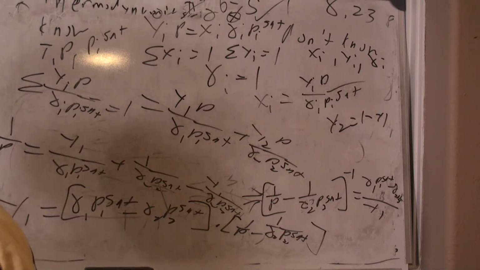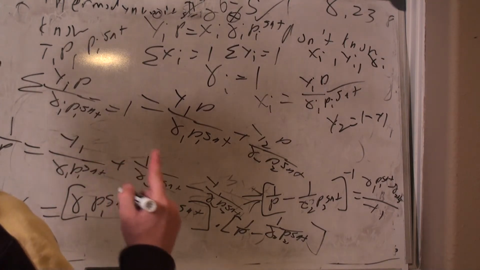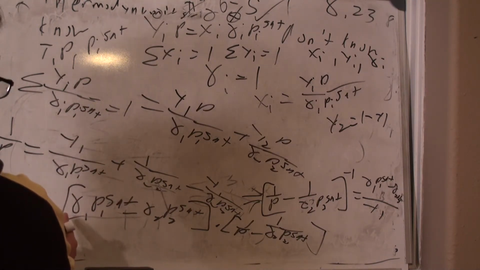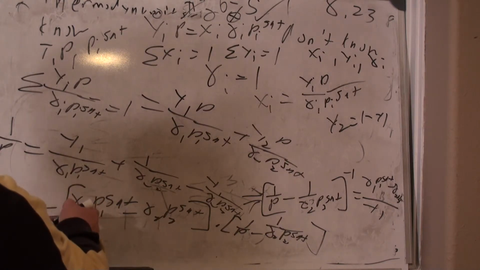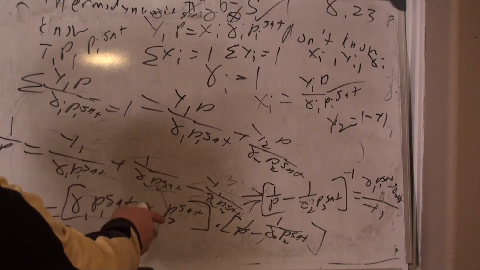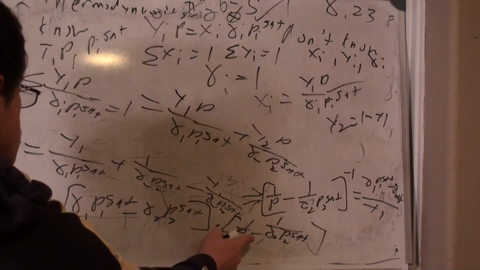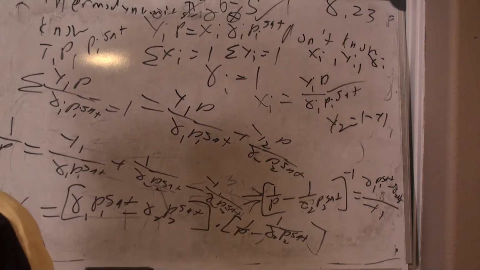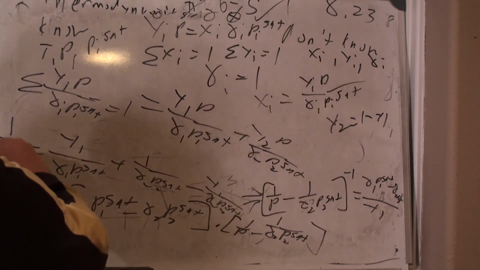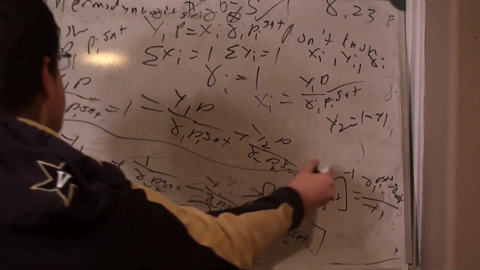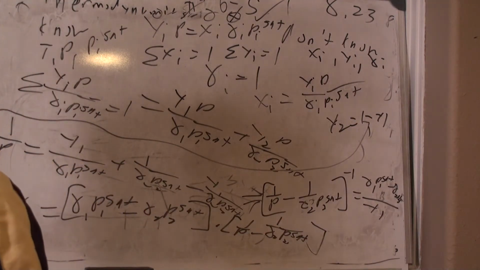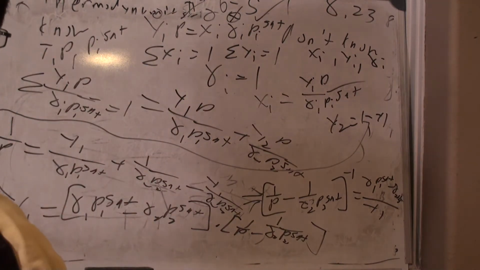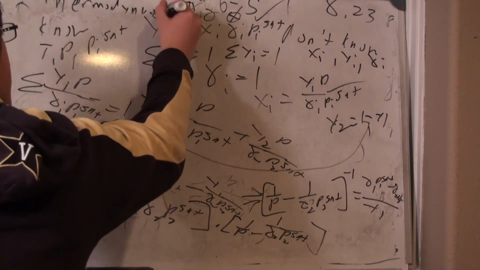But when I'm all said and done, I have to ask my three questions: what do I know, what don't I know, and what do I have a value for? Do I have a value for gamma 1? I have a value for it, it's equal to 1. P1 sat? Yep. Gamma 2? Yep. P2 sat? Yep. P? Yep. So I have enough to get y1. And once I have y1, I can get y2. So I have y1, I have y2, so I now have all my yi's.